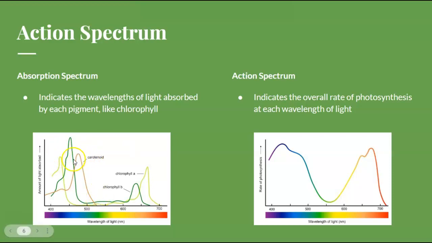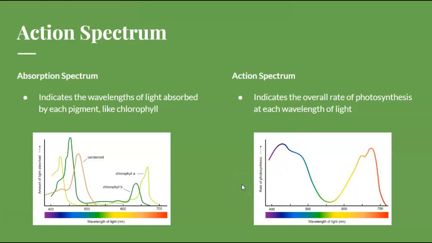But you can also see that you have different pigments that we're looking at, right? So carotenoid, we have chlorophyll A, chlorophyll B. These are different colored pigments. So our accessory pigments that we had previously talked about. And then the action spectrum, this is talking about photosynthesis. So if I can absorb more light, I can do more photosynthesis.